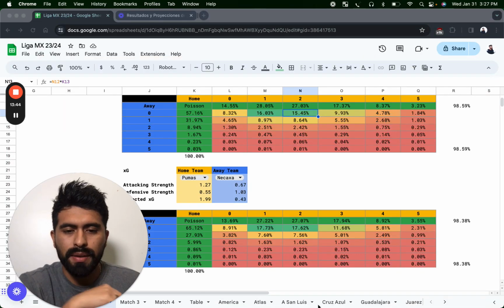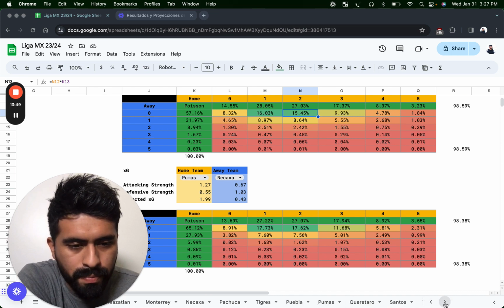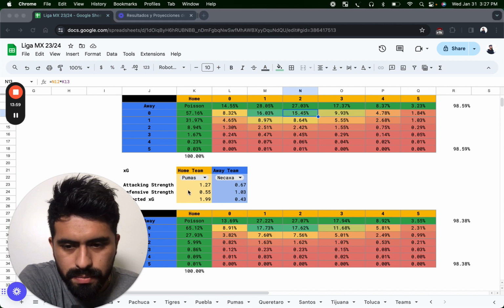One thing that I would like to show you guys is Necaxa's form. Did I pass it? Where is my team Necaxa? Oh, it's right there.